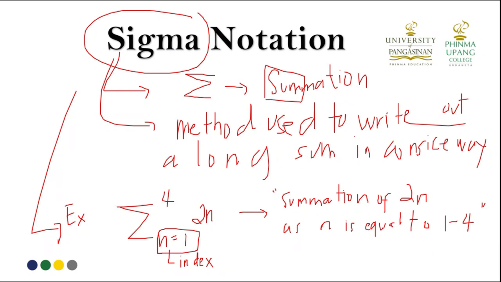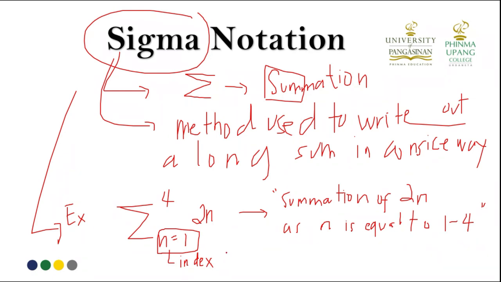So, why is it 1 to 4? You can see in our index, n is equal to 1, and the upper or the last number is 4. So, hanggang 4 mo lang siya i-substitute. Again, how to read this one? Summation of 2n as n is equal to 1 to 4.